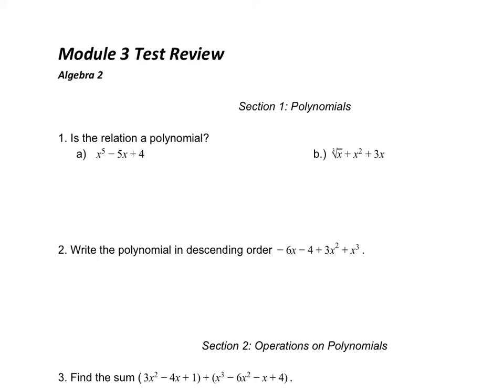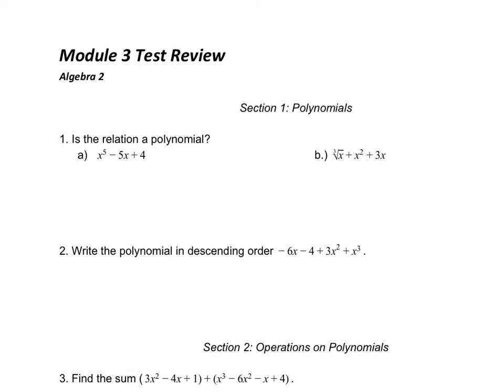I'm going to review the concepts from Module 3 before you guys take your tests. So in Section 1, we talked about whether or not something was a polynomial. So remember, in figuring out if something is a polynomial, you look at what the variable can't be. So just in general, a variable has to have all positive whole number exponents. So if we're looking at a, x to the fifth minus 5x plus 4. All of our variables have exponents that are positive and whole numbers, so this one is a polynomial.